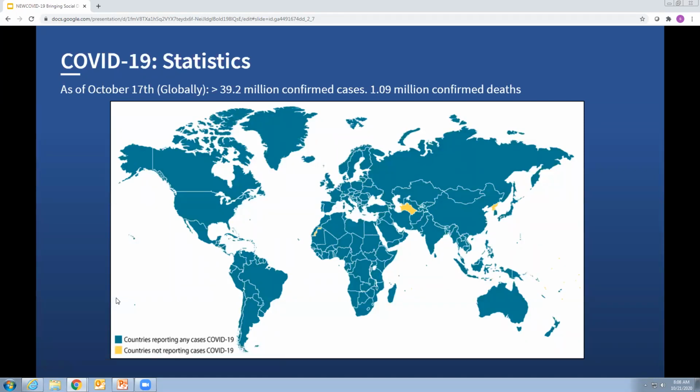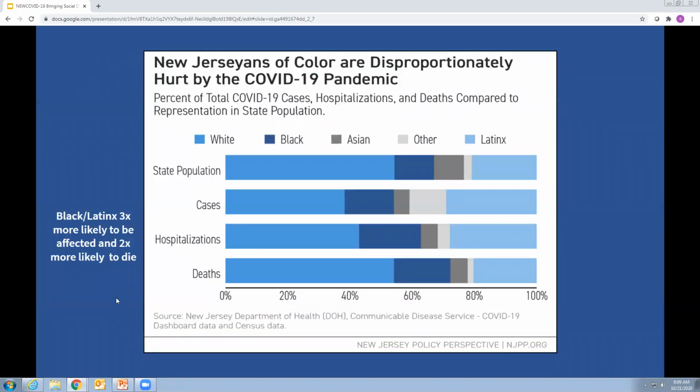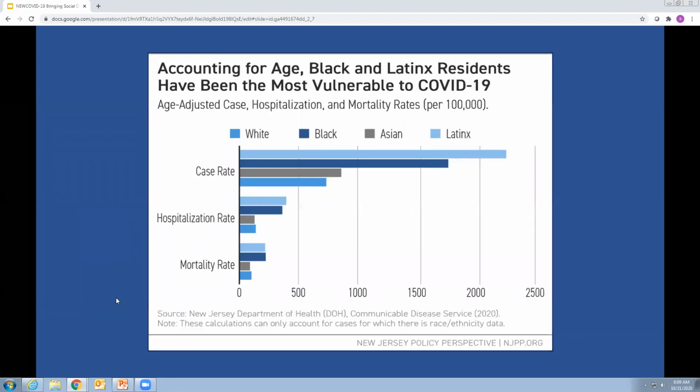So just to go over a little bit of the stats right now, as of October 17th, there have been more than 39.2 million confirmed cases of COVID-19 and close to 1.1 million confirmed deaths. In the United States, there have been 7.9 million confirmed cases and close to 200,000 confirmed deaths. Where are these deaths occurring? Unfortunately, they're disproportionately occurring in patients of color. So Blacks and Latinos are 3 times more likely to be affected and 2 times more likely to die. If you look at this graphic, it does look as if whites are more likely to die, but this is related to age. As you know, the elderly are more likely to pass away from COVID than the younger age groups. And when you adjust for age, Black and Latino residents are more vulnerable to COVID-19.